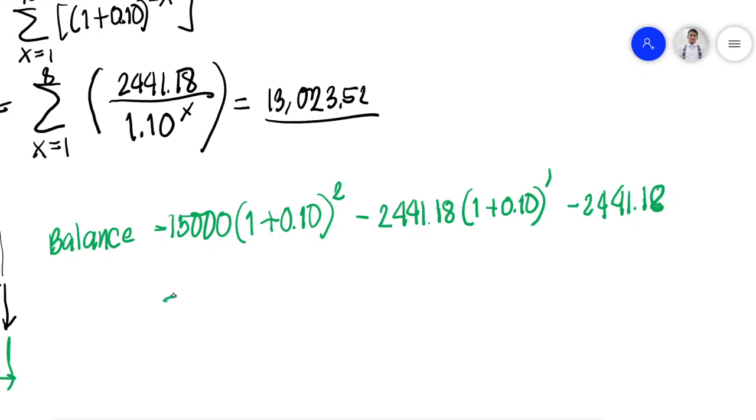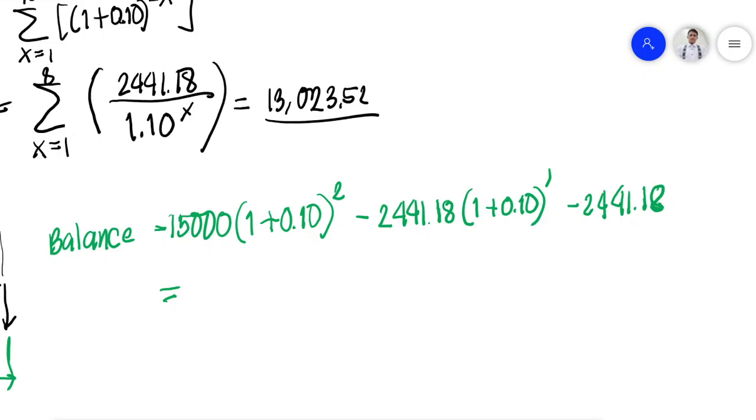So, yung result nito must be the same with the 13,000. Okay, tingnan natin, no? This in the calculator, 15,000. Then, ito, 1.10 raised to 2. Okay, future worth ng amount na yan after 2 years minus 2,441.18. No, then it will earn an interest, no, good for a year. So, you may raise that to 1. Pwede wala na. Then, mag-subtract pa tayo ng payment you made on that year.